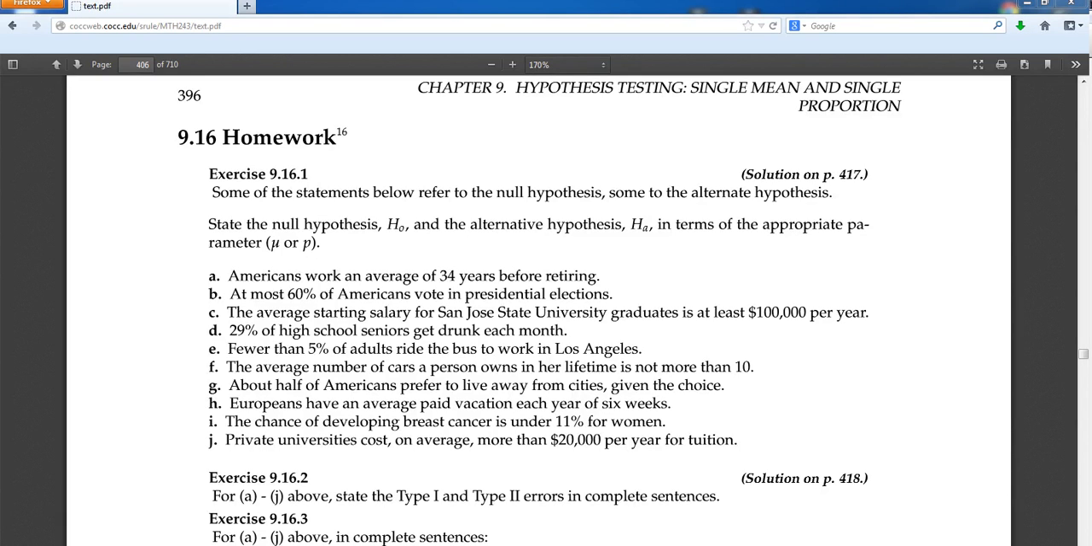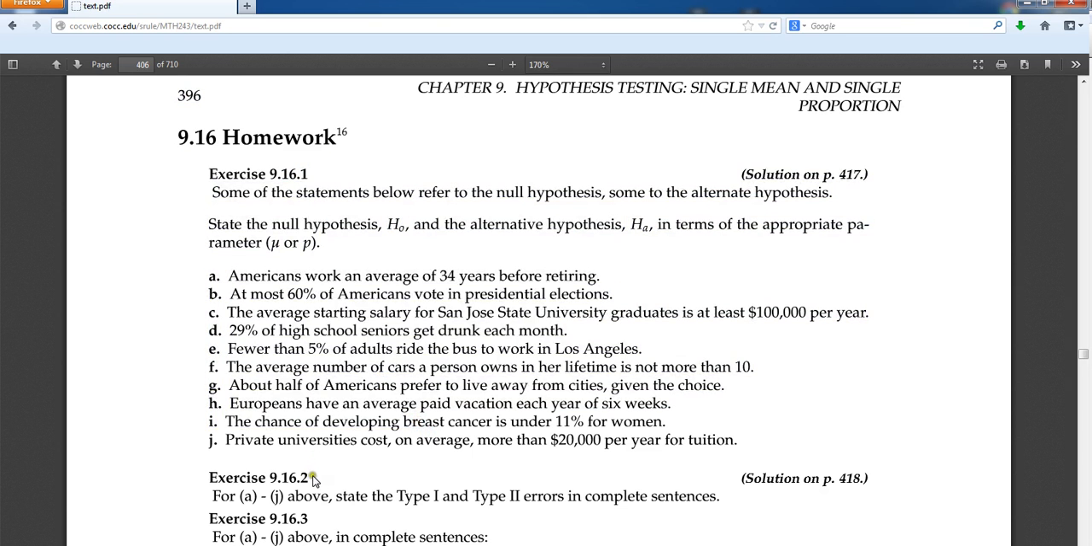Hey everybody, the purpose of this video is to get you some solutions to the hypothesis test quiz about stating type 1 and type 2 errors. This is something we're going to be doing the rest of the class together, so this is just some extra practice. Here's the page in the book, 396, and the problems, it refers back to problem number 1.